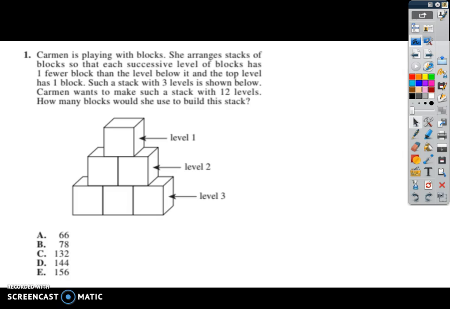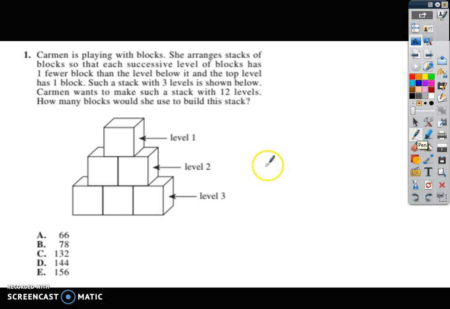On the first one, it says that they want to build 12 levels high, and each level you can see has the same amount of blocks as the level number. So level 1 has 1 block, level 2 has 2 blocks, etc. So if you're going to do 12 blocks, I'm betting that most of you just did 1 plus 2 plus 3 plus 4 all the way to plus 12. And if you did that, you should have got 78, which is going to be B.